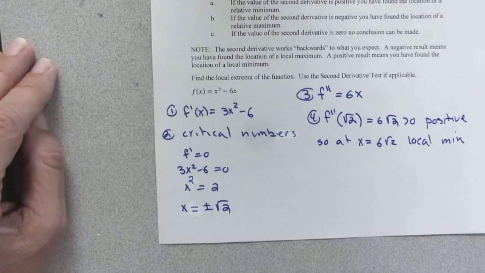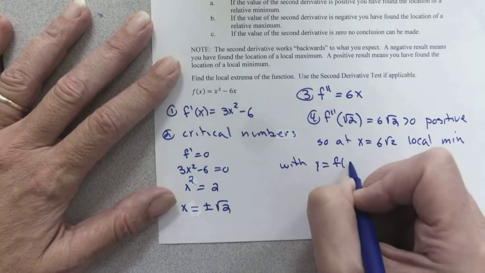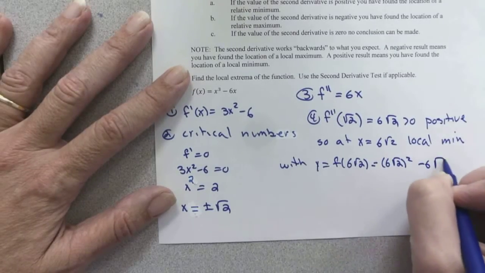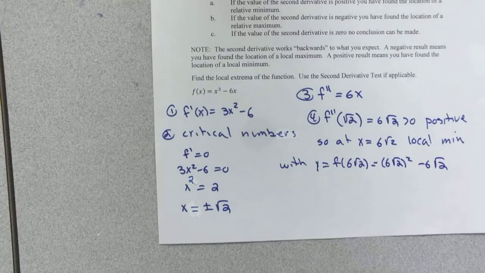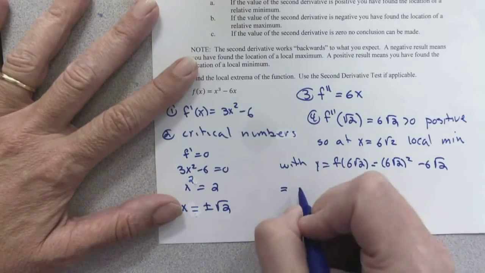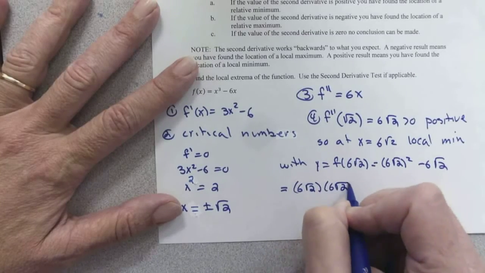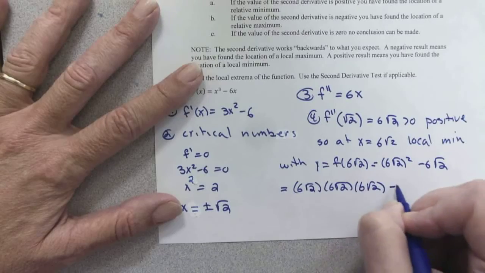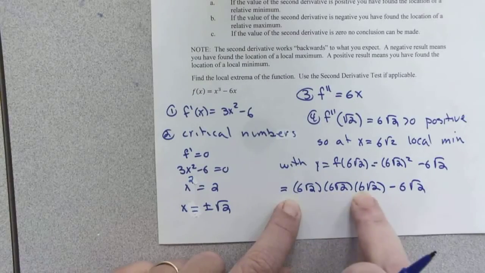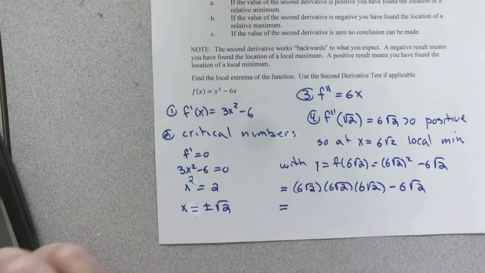And if you needed the y coordinate, with y equal f of 6 square root of 2, you plug into the original function. And we're going to go ahead and simplify that and see what we get there, just for the practice. So 6 square root of 2 cubed would be 6 square root of 2, 6 square root of 2, 6 square root of 2, minus 6 square root of 2. Just for the practice here. 6 times 6 times 6. Going to need the help of my calculator there.